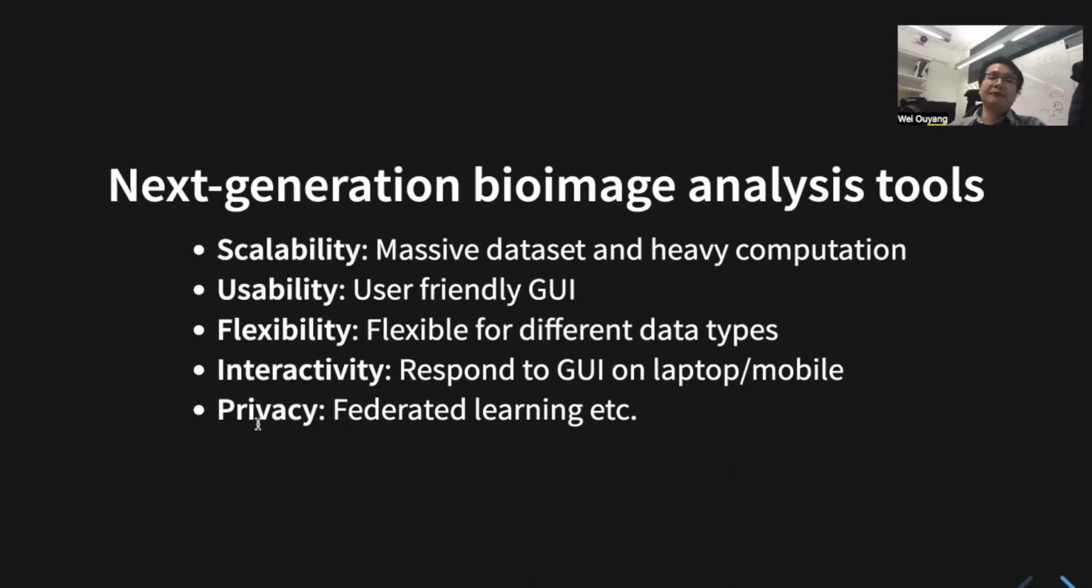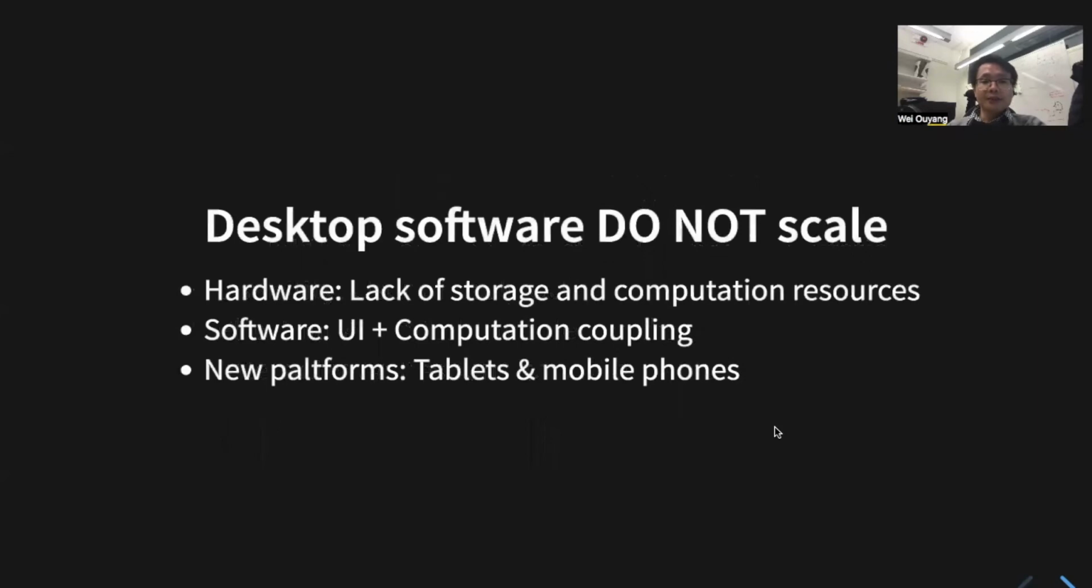And then there's a privacy issue for some of the especially biomedical data, where we need to perform, for example, federated learning. What I also want to point out is that desktop software does not scale conventionally. In terms of hardware, it lacks storage. A laptop, for example, doesn't have a lot of storage or doesn't even have a GPU for AI models.